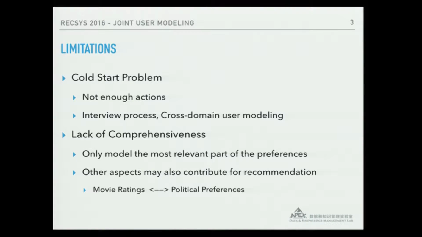Another limitation is the lack of comprehensiveness. Existing user modeling only models part of the user preferences, the most relevant part towards the action in the target site. For example, movie preferences in the movie rating sites. However, we cannot claim that the rest are totally irrelevant. For example, it might be hard to mine one's political preferences based on only his movie ratings, but it may have some contribution when recommending documentaries or political-related movies.